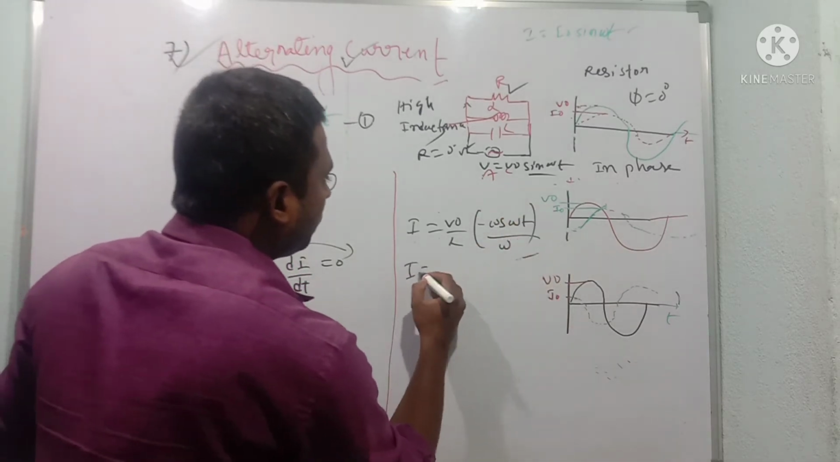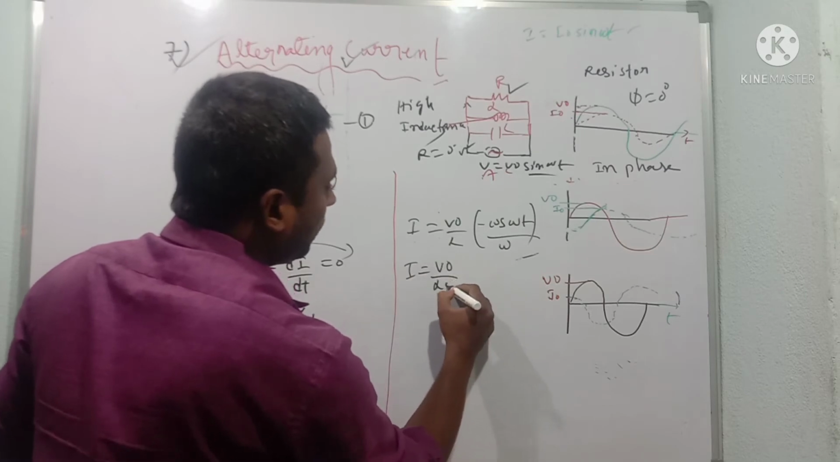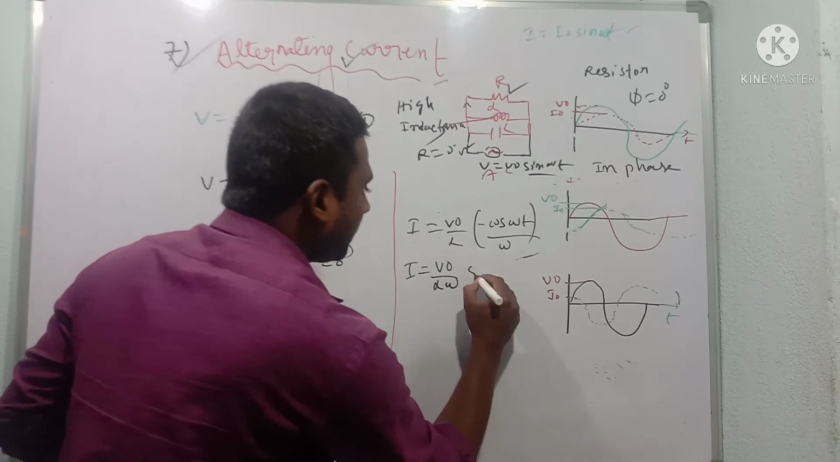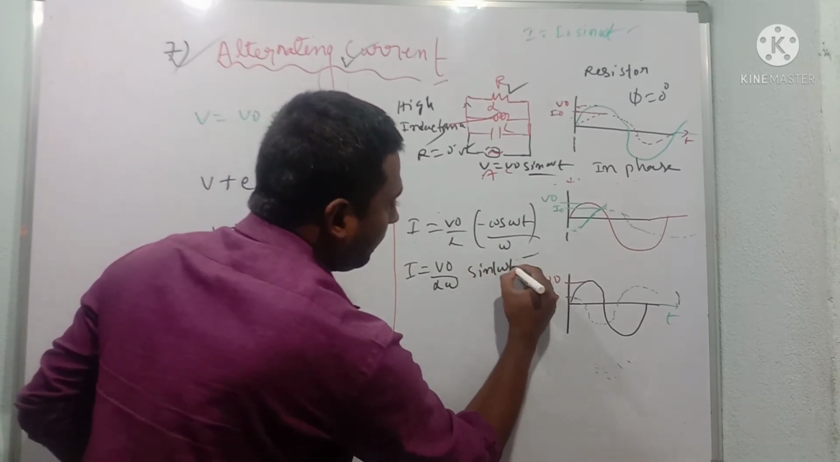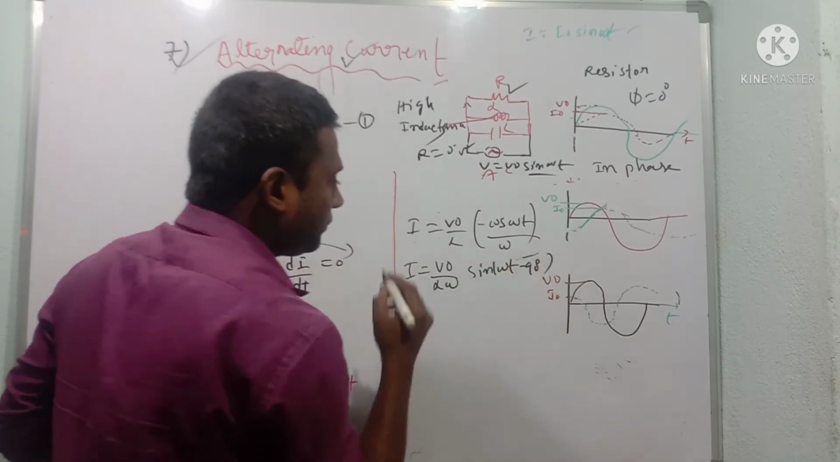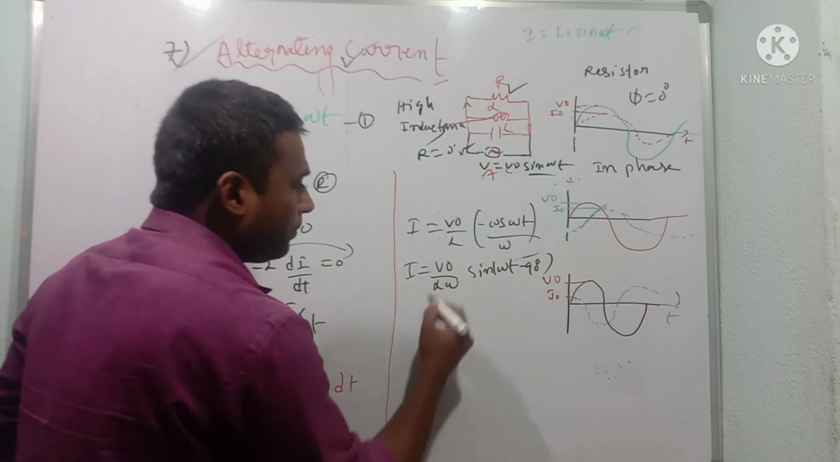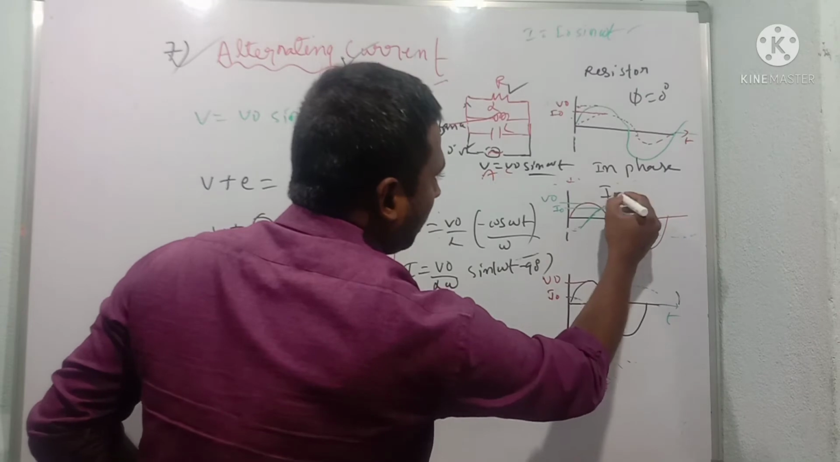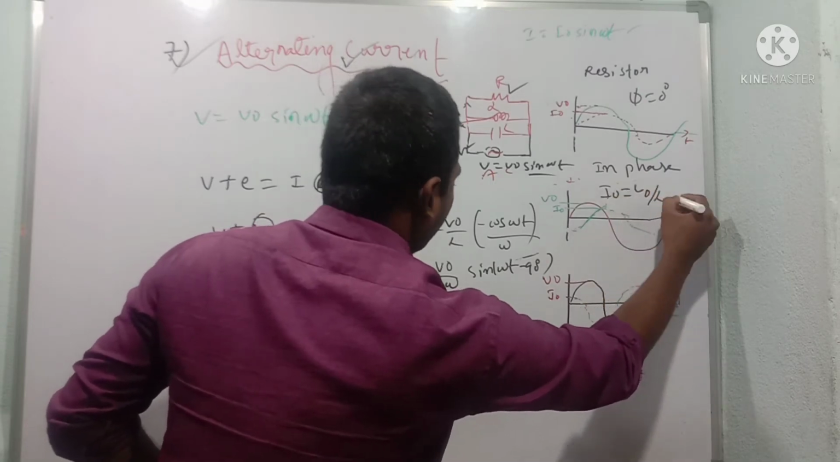So I is equal to V naught divided by L omega, this cos, minus cos omega t, nothing but what? That is sin of omega t minus 90 degree. So this V naught by L omega is called I naught. Right, isn't I naught equal to V naught divided by L omega?